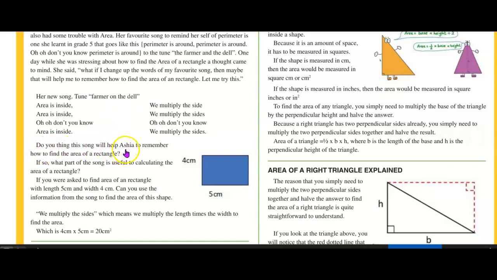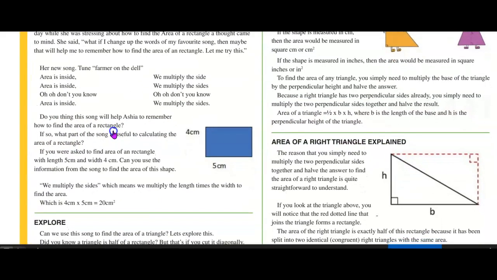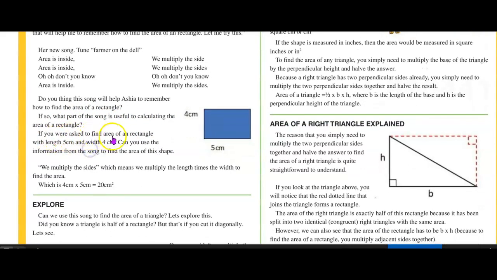Do you think Rashia will remember how to find the area of a rectangle? If so, what part of the song is useful to calculating the area of a rectangle? If you were asked to find the area of a rectangle with the length 5 centimeters and the width 4 centimeters, can you use this information from the song to find the area of this shape? We multiply the sides, which means we multiply the length times the width to find the area, which is 4 centimeters by 5 centimeters, which gives us 20 square centimeters.